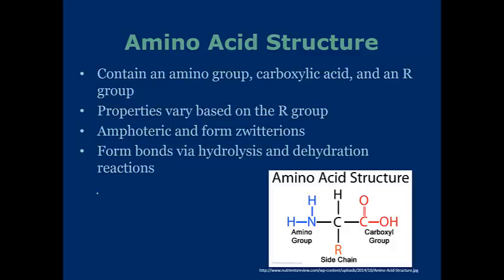If you don't remember what a Zwitter ion looks like, it looks something like this. The picture on the right is in a neutral solution, but when it forms a Zwitter ion, it's going to have charge present. So, if you don't remember what a Zwitter ion is, it's a compound that has both a positive and a negative charge present.